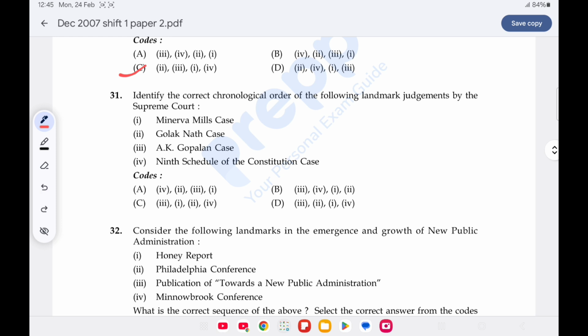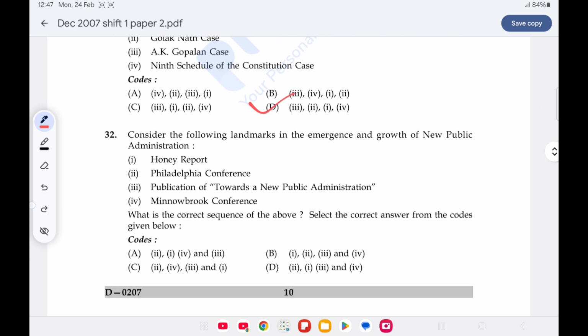Identify the correct chronological order of the following landmark judgments by the Supreme Court. Option D is correct. First is A.K. Gopalan case in 1950, then Golaknath case in 1967, then Minerva Mills case in 1980, and the last is 9th schedule of the Constitution case in 2007. Now move on to question number 32.